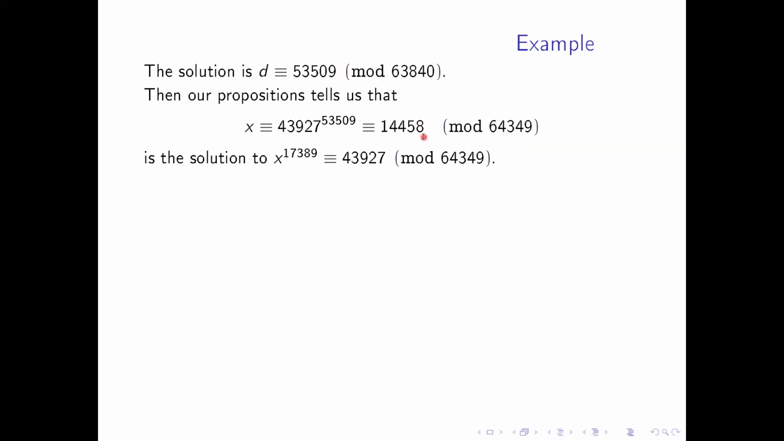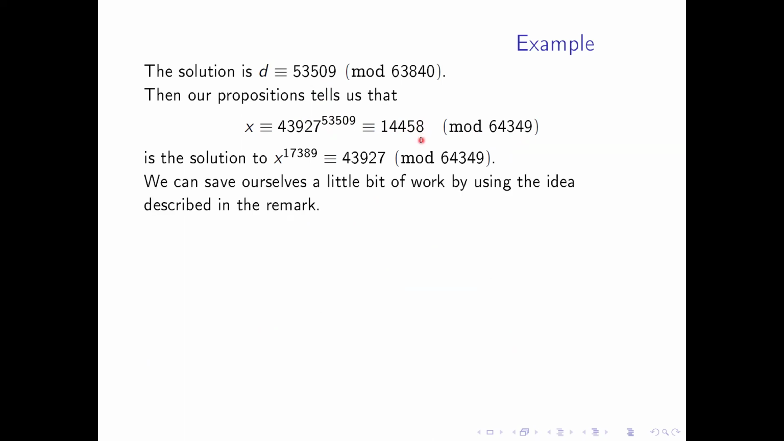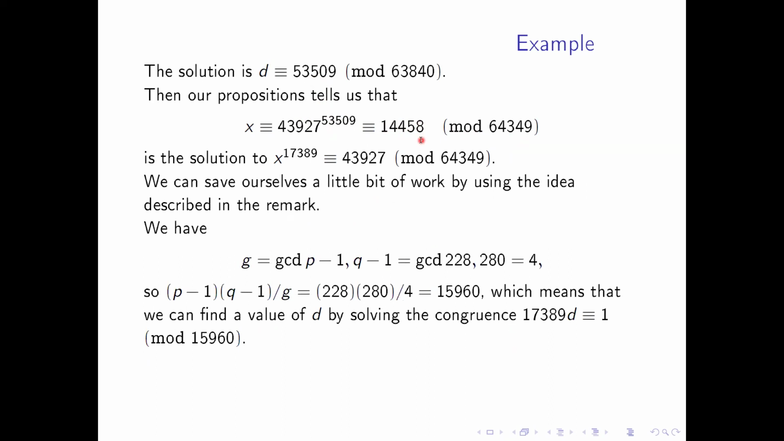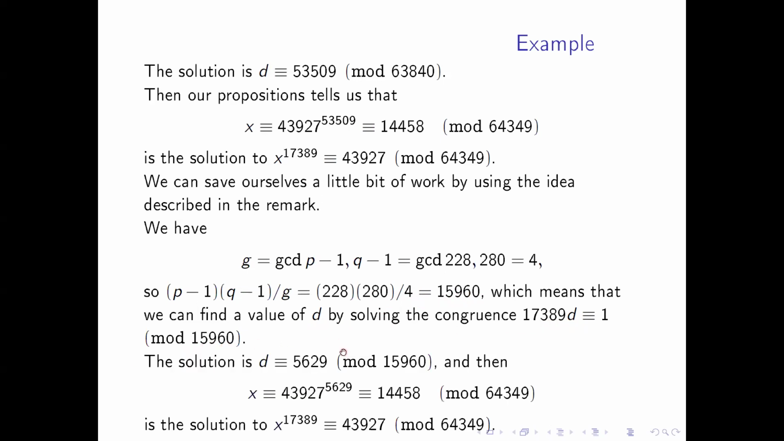But our remark actually makes it easier because we can save a little bit of time, because the greatest common divisor of 228 and 280 is 4. So I could have divided 228 times 280 and gotten 15,960, which means I was solving for d congruent to 1 mod 15,960, which again you can do multiple ways. d is equal to 5,629, which gets us the exact same answer.